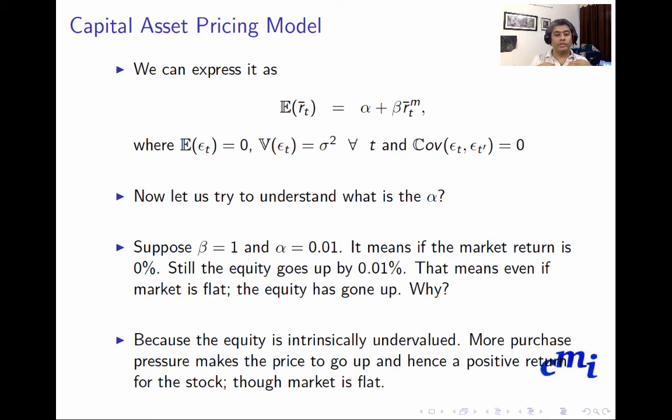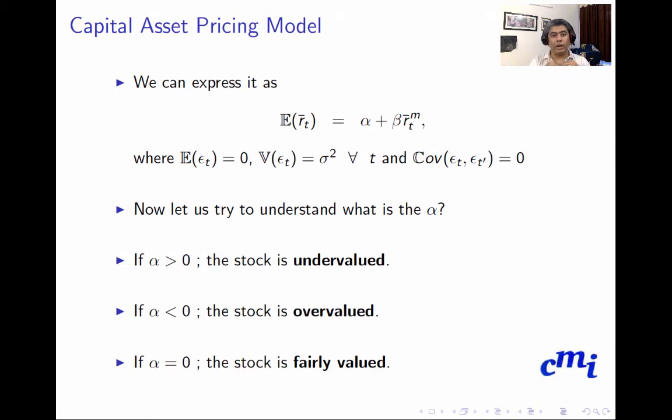More purchase pressure makes the price go up, because for some reason market participants believe that this particular stock is underpriced. So people are buying this stock even if the overall market is flat, and because there is purchase pressure, the price has gone up. That resulted in a positive return, and that is why the stock is seeing a positive return of 0.01%, or alpha to be 0.01%.